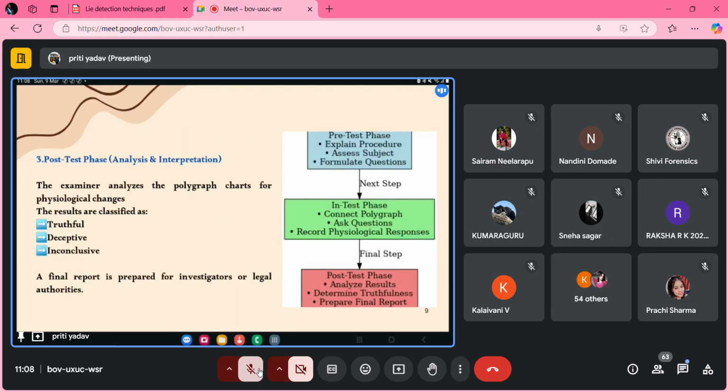In the last phase, the examiner analyzes the readings of the polygraph and concludes truthful, deceptive, or inconclusive, according to consistent physiological changes or inconsistent, respectively. You can also refer to this flowchart for a summary. Okay. All right.